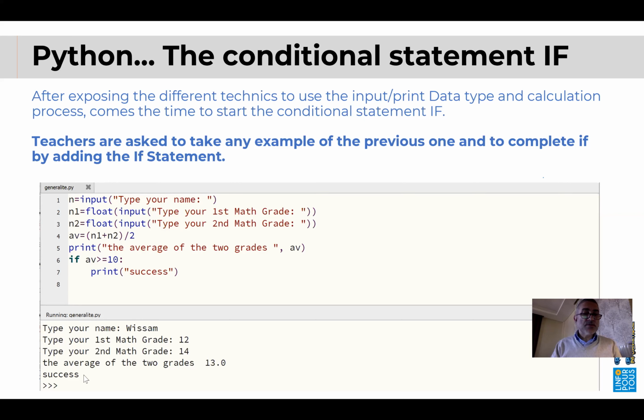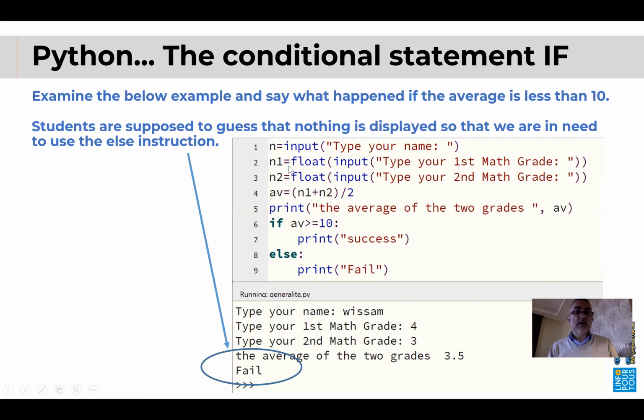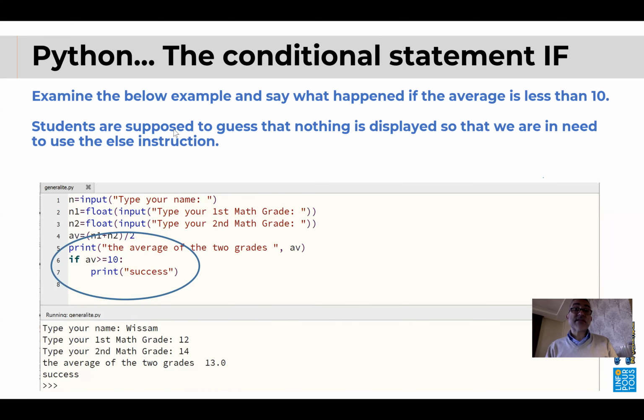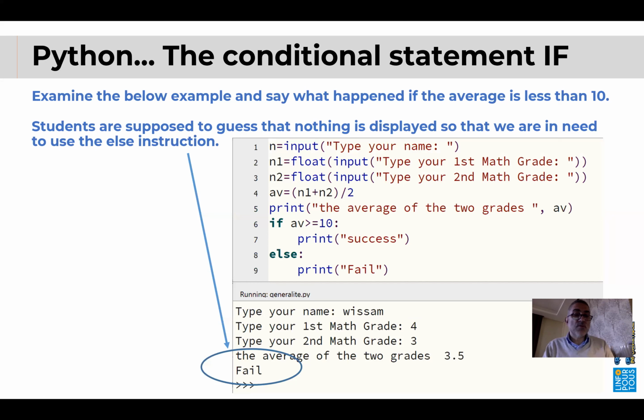So as you can see here, the success is displayed. Okay. After that, students are supposed to guess that nothing is displayed when the average is below 10, so we are in need to use the else instruction.